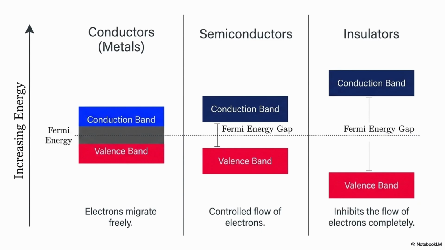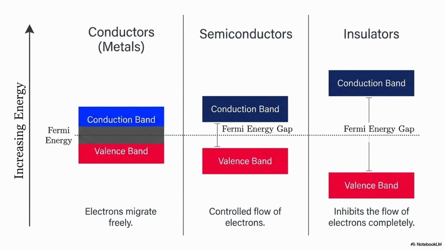Like the valence band is the line waiting outside on the sidewalk, and the conduction band is the dance floor inside. So the bouncer's job is deciding if electrons can migrate from the valence band to the conduction band. That is a perfect visualization. So let's look at a conductor like copper wire. In a conductor, there is no gap. The valence and conduction bands overlap.